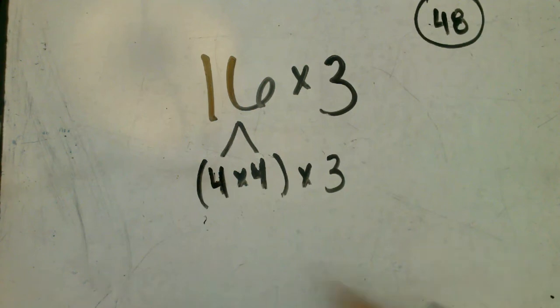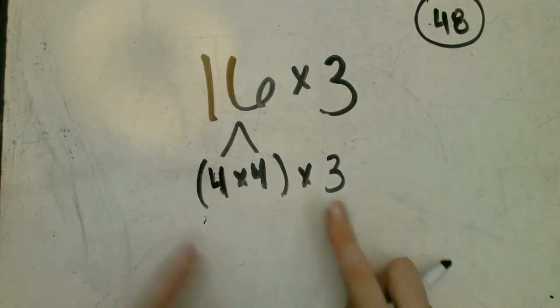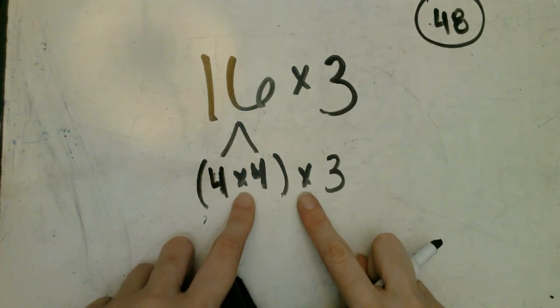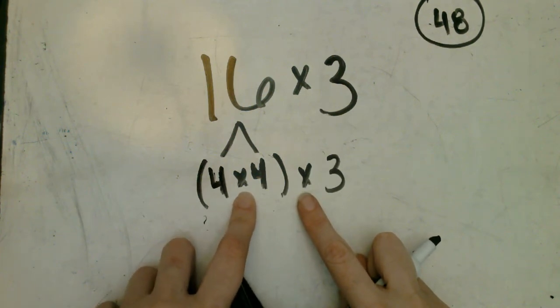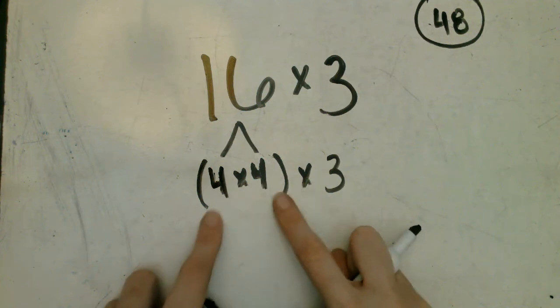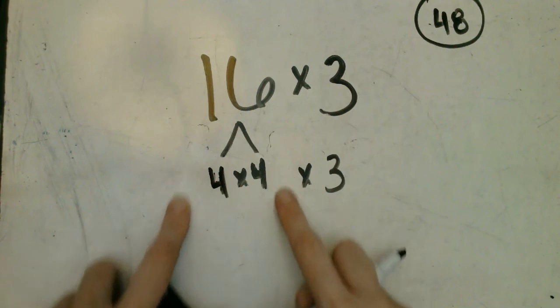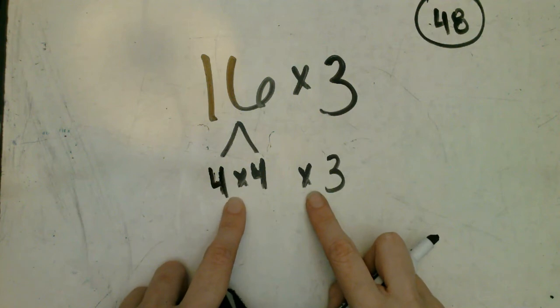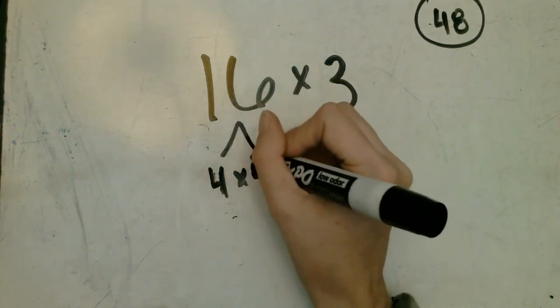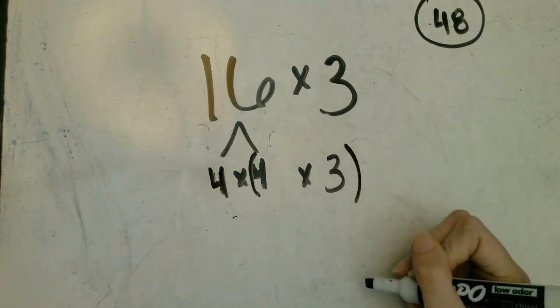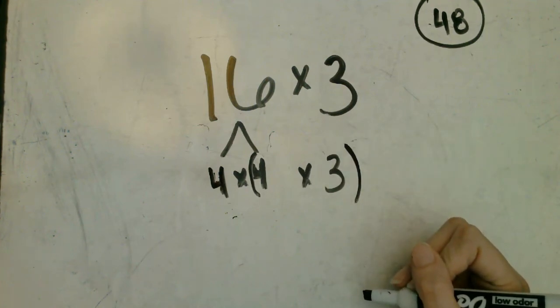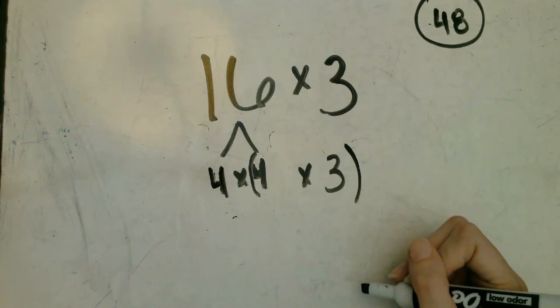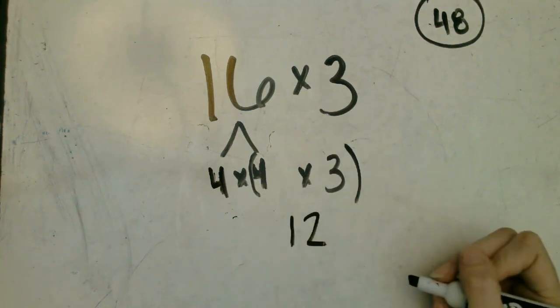But instead, what should we do with our parentheses? First, let's check. Do we have the same operation here? Are these both multiplication symbols? Give me a thumbs up if you see both multiplication symbols here. I see 2 multiplication symbols, which tells me I can move my parentheses. There's no other operations. It's just multiplication. Let's move these over. Let's do 4 times 3. 4 times 3 is 12.